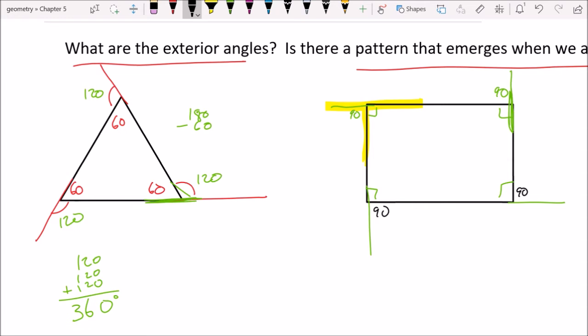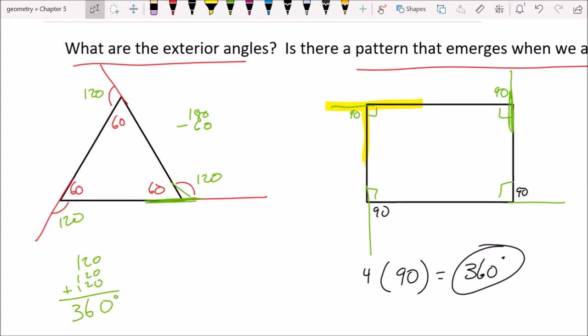Let's add those together. So the exterior angles are 90 on this one, and there are 4 of them, and so that is 360 degrees. Okay, we got the same thing. Interesting. Let's see if that continues, if that works for all shapes, or maybe sometimes it's just a coincidence. It'll just work for these first 2. Let's go find out if it works for other shapes as well.